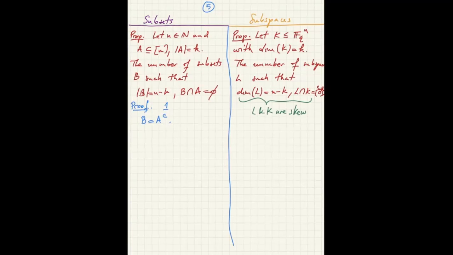So what's the formula? Well, it's not 1, actually. The number of such subspaces is q to the power k times (n minus k). Okay, so this may seem a bit strange, but let's try to work out through a proof.